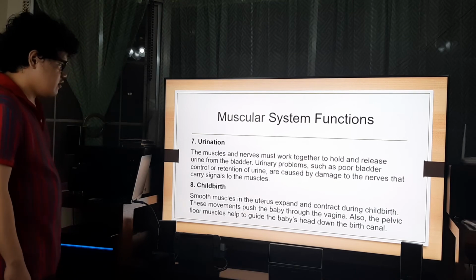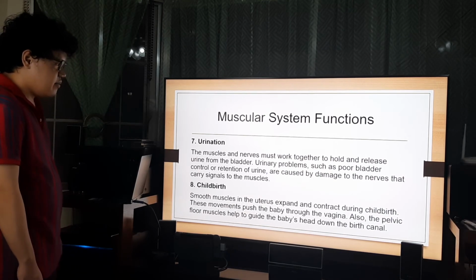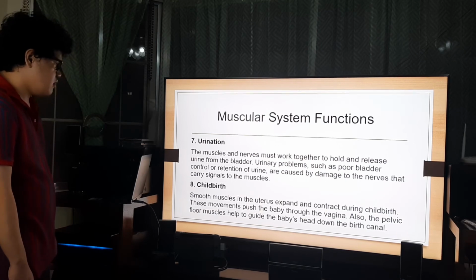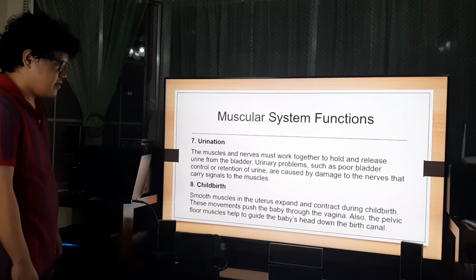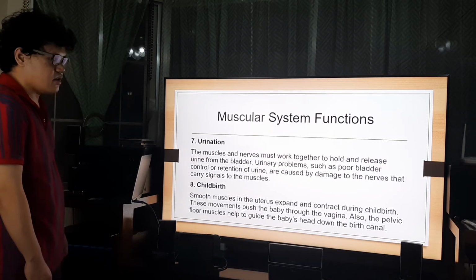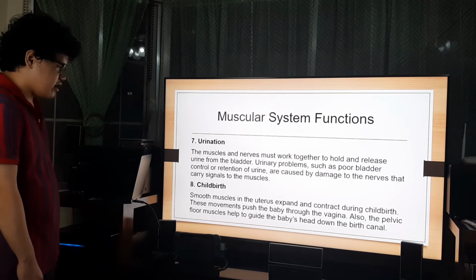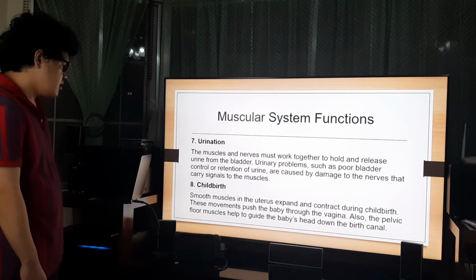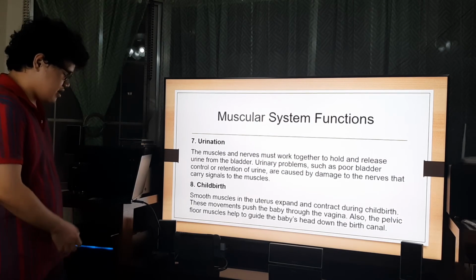Urination. The muscles and nerves must work together to hold and release urine from the bladder. Urinary problems such as poor bladder control or retention of urine are caused by damage to the nerves that carry signals to the muscles. Childbirth. Smooth muscles in the uterus expand and contract during childbirth. These movements push the baby to the vagina. Also, the pelvic floor muscles help to guide the baby's head down the birth canal.